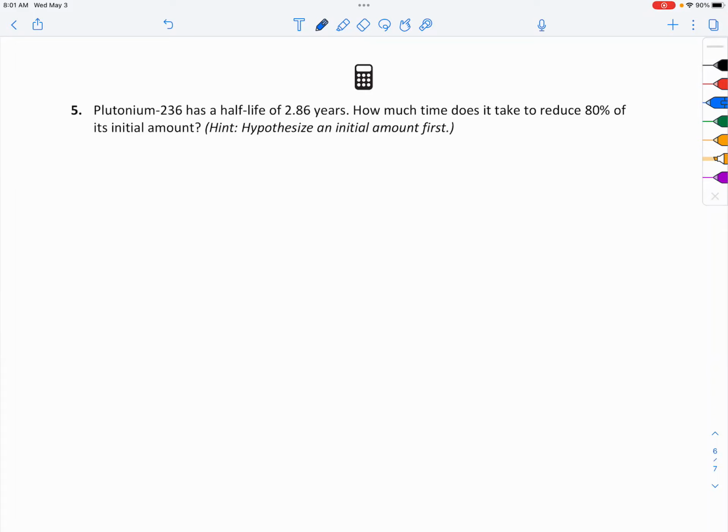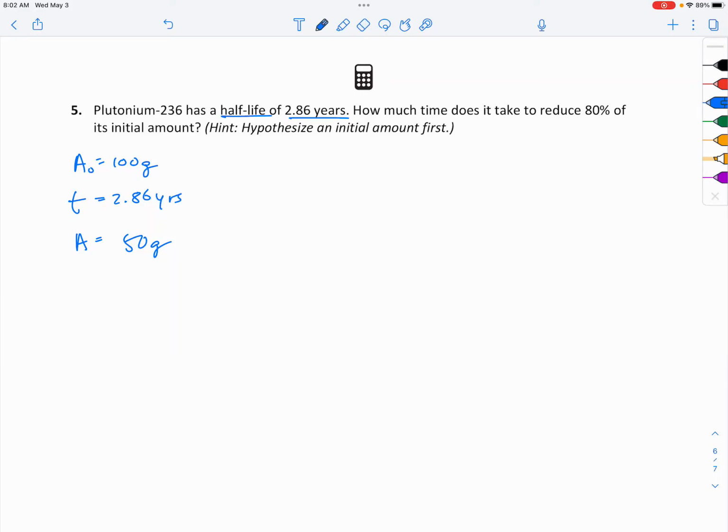What do you like as an initial amount? 100 grams? That's lovely. So if you say the initial amount is 100 grams, and the half-life is 2.86 years, right? So after 2.86 years, how much is left? 50 grams, okay? Oh, sorry. Thank you. It should be years.